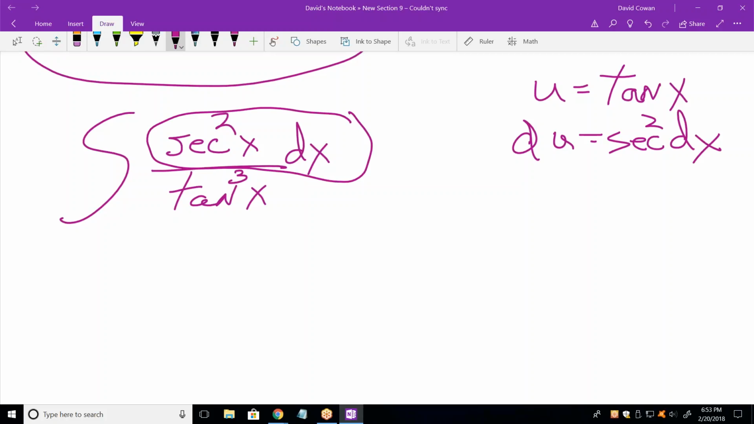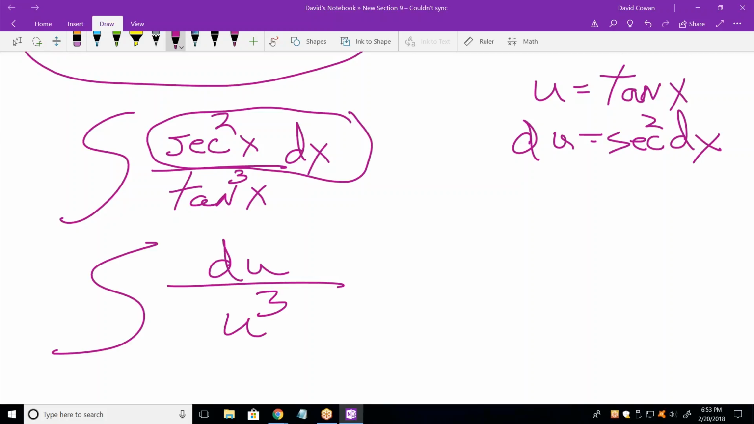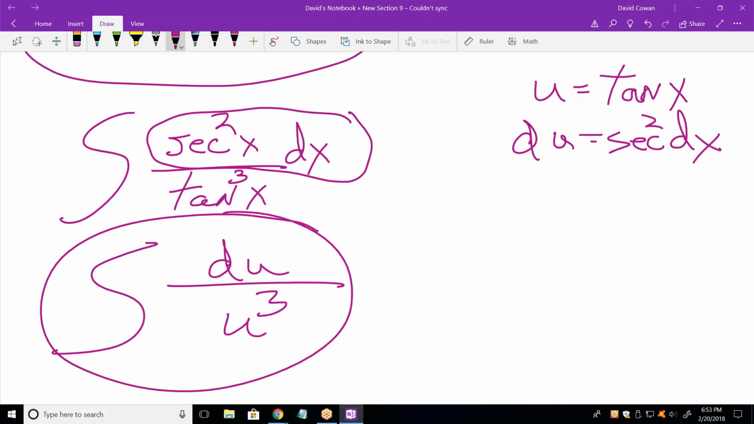Secant squared dx. So this whole thing becomes du all over u cubed. That's trivial to do. The key is to recognize that whatever you're going to let u be, you want its derivative to be in the numerator. And I know the derivative of tangent is secant squared. That's why I don't let u be tangent cubed.